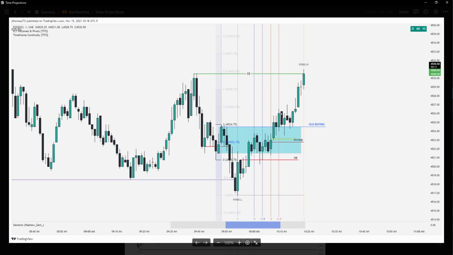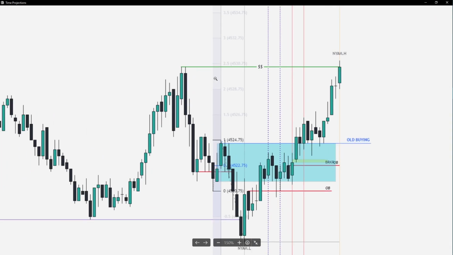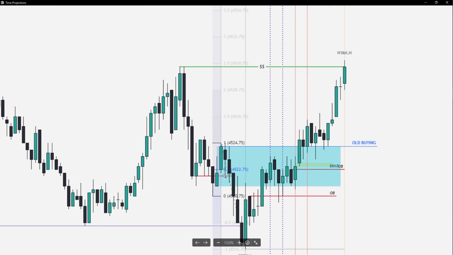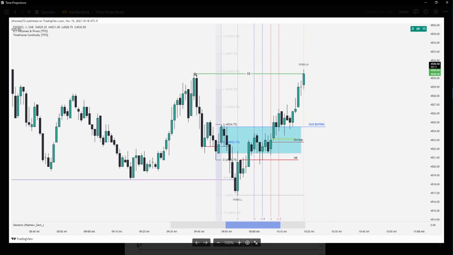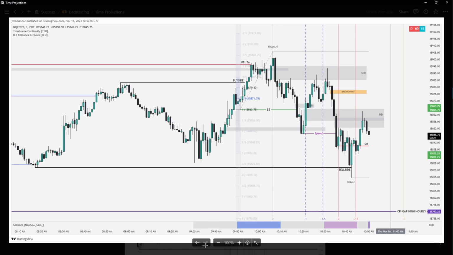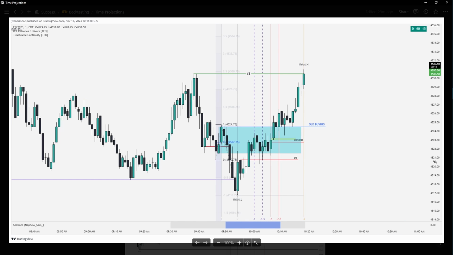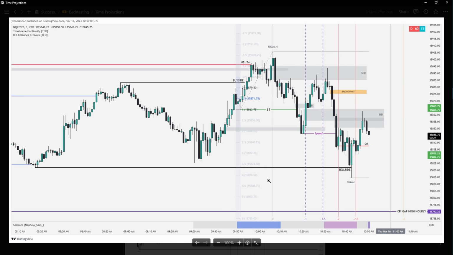And then we see expansion up, taking out internal range liquidity between this time, and then right at -4 we see the fill of the price deviation from the A to B leg, as well as the buy side liquidity taken out. This is on ES as well, but still a good, let's say 45.21, basically 10 points, pretty solid.